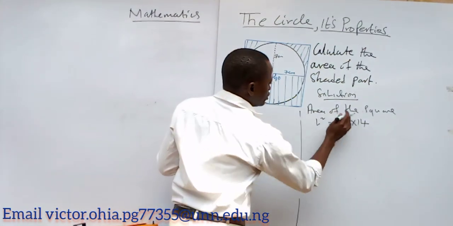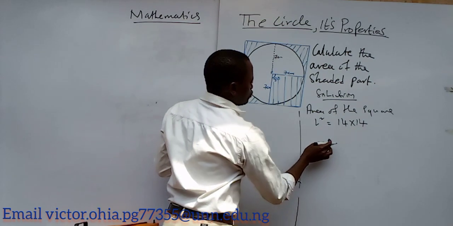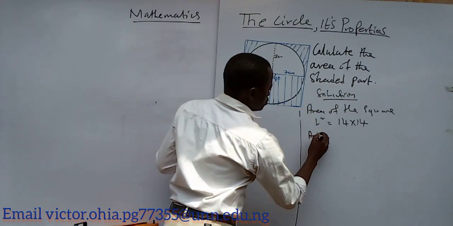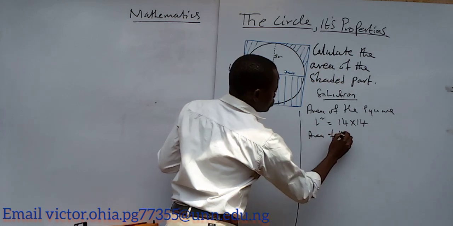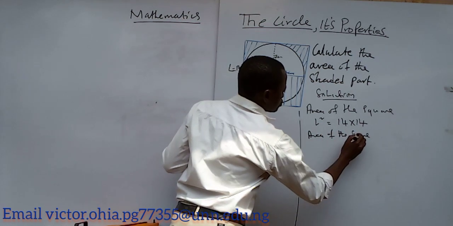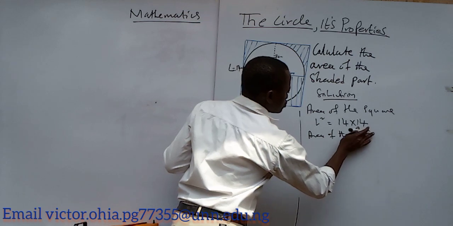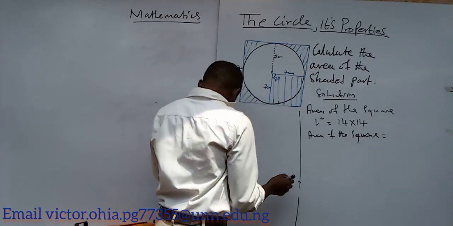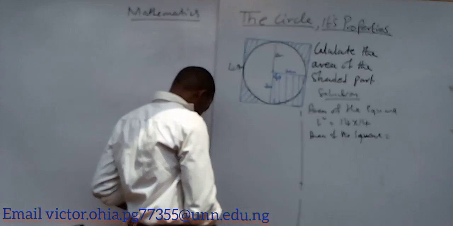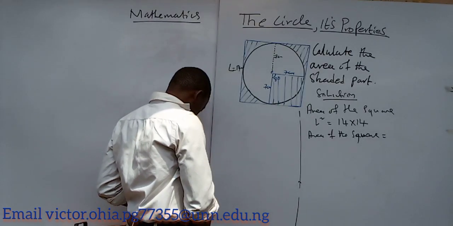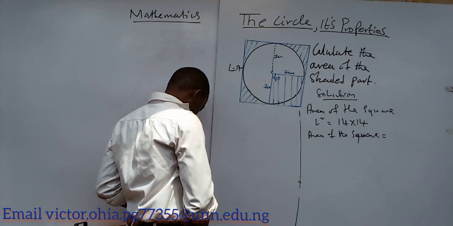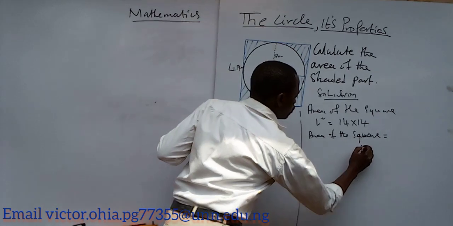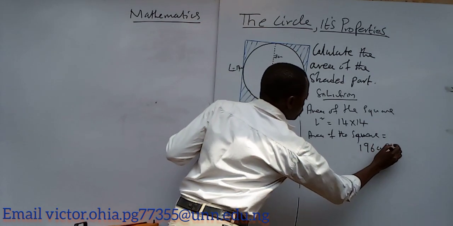So we will have the length squared to be 14 times 14, which is the area of the square, and that will give us the area of the square being 14 times 14 in my calculation here. 14 times 14 is 196. So this is 196 cm squared.